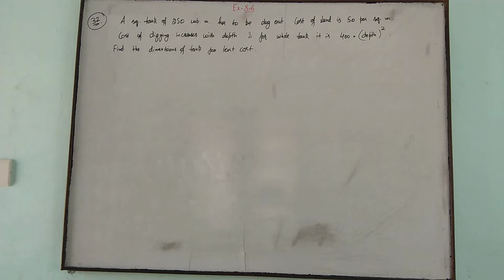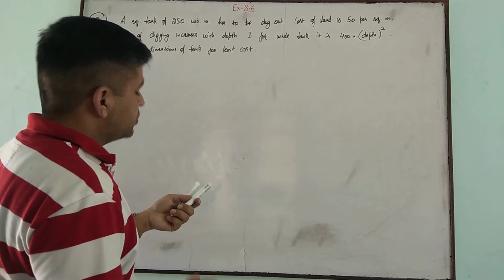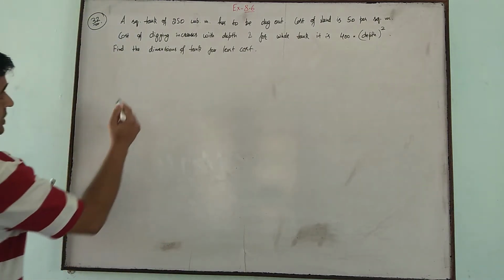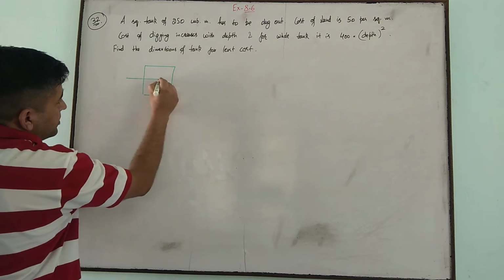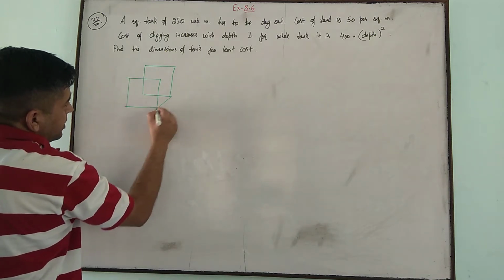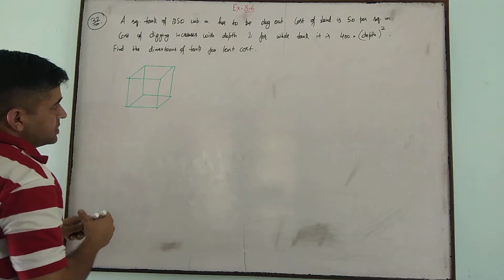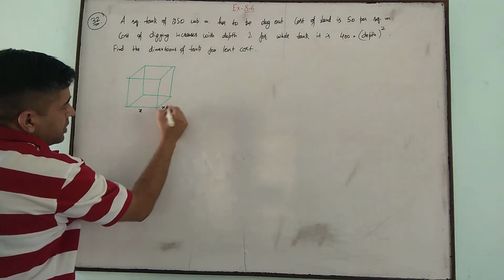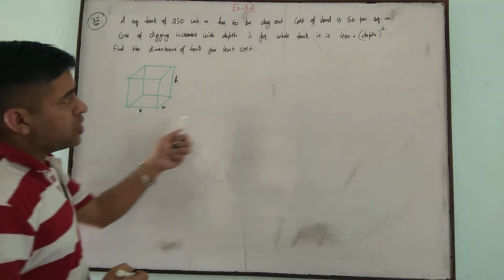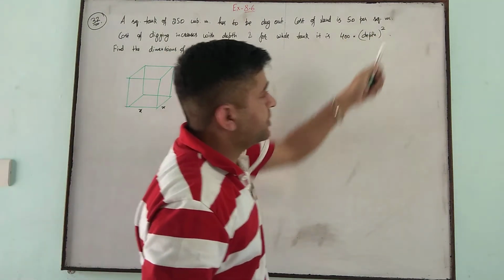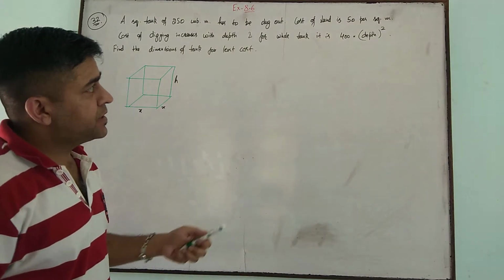Question number 32. He said a square tank of 250 cubic meters has to be dug out. The very first thing is we have to dig out a square tank, means its base is square and depth is different. So he said cost of land is 50 per meter square.